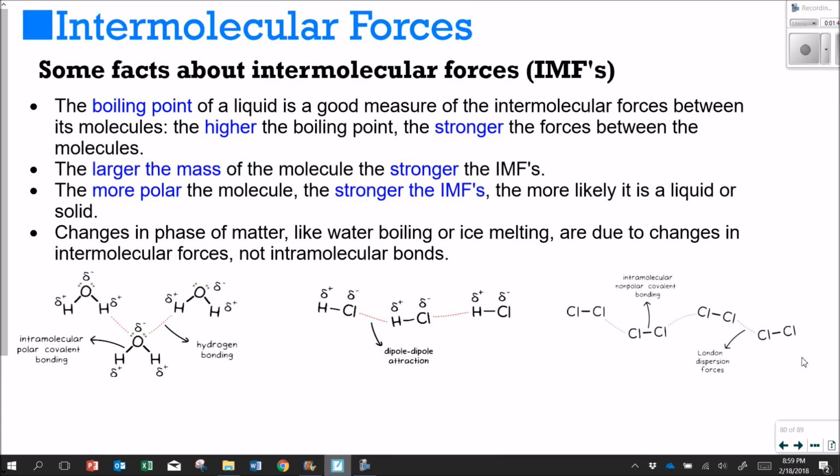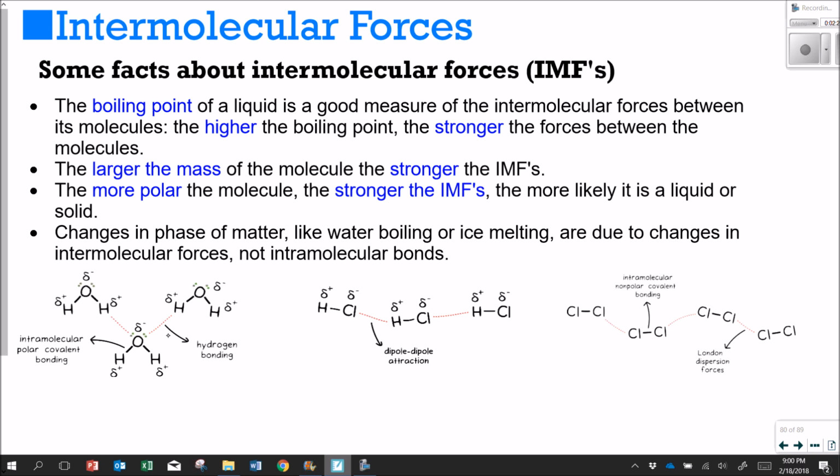A few facts about intermolecular forces. The boiling point of a liquid is a good measure of the intermolecular forces between molecules. The higher the boiling point, the stronger the forces between molecules. The larger the mass of a molecule, the stronger the IMFs. The more polar the molecule, the stronger the IMFs also, and the more likely it is a liquid or solid at room temperature. Changes in phase of matter, like water boiling or ice melting, are due to changes in intermolecular forces, not intramolecular bonds.